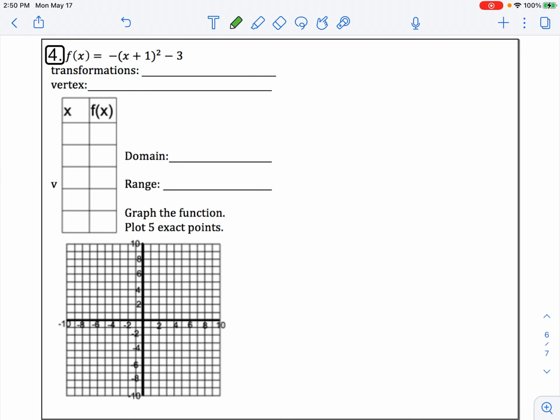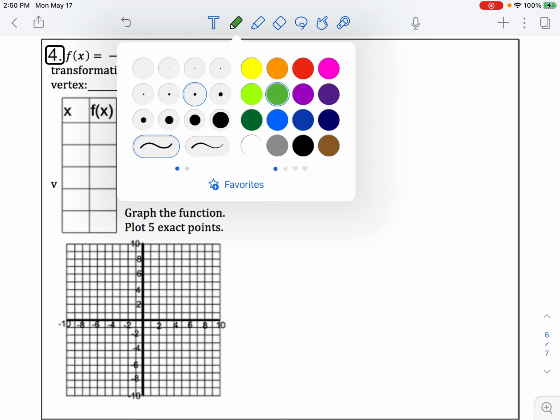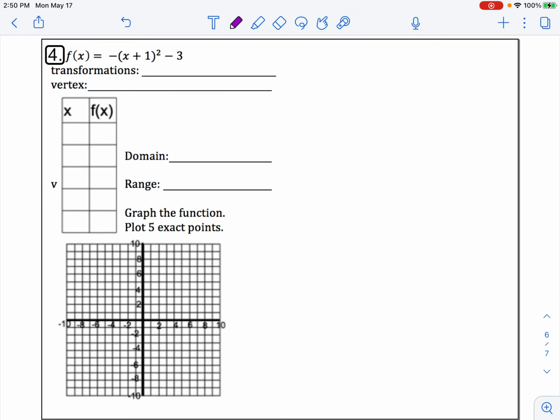Okay, so now let's get into graphing these. Again, this test is going to be heavy on the vertex form. You're going to be doing all the things we just did previously as well as graph. So when we graph these, the first thing we're going to do is notice the transformations. Okay, this right here is flipping it, so we should expect it to open down. And then it's going to the left 1, and it's going down 3.